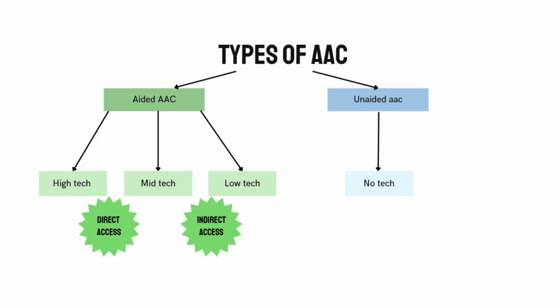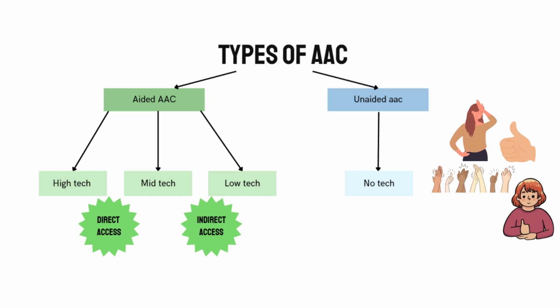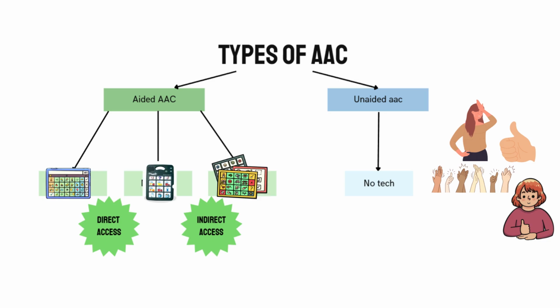So here's just a quick little summary on what AAC is. It is augmentative alternative communication. There's unaided AAC, which means that there are no external tools used for functional communication. This can include gestures, facial expressions, ASL, and more. Whereas there's aided AAC, and that is where there are external tools used for functional communication. And there's three different types: high-tech, mid-tech, and low-tech.